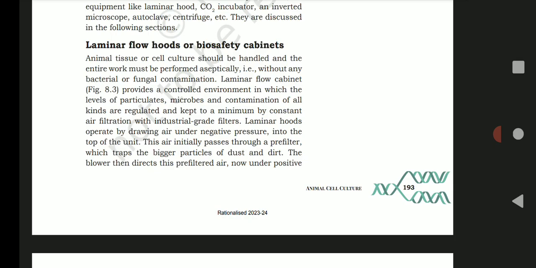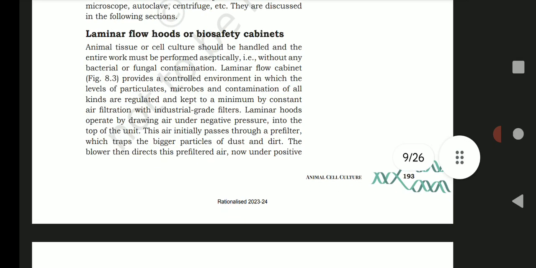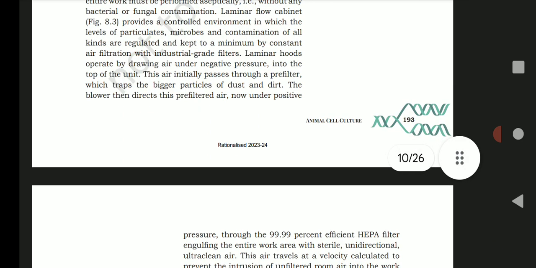Normally animal cell cultures are handled throughout the entire process in an aseptic manner, that is, without any bacterial or fungal contamination. So aseptic condition is always maintained with the help of disinfectants, which provide a controlled environment in which microbes and contaminants are eliminated from the media as well as the culture flask. The laminar flow hoods operate under negative pressure.